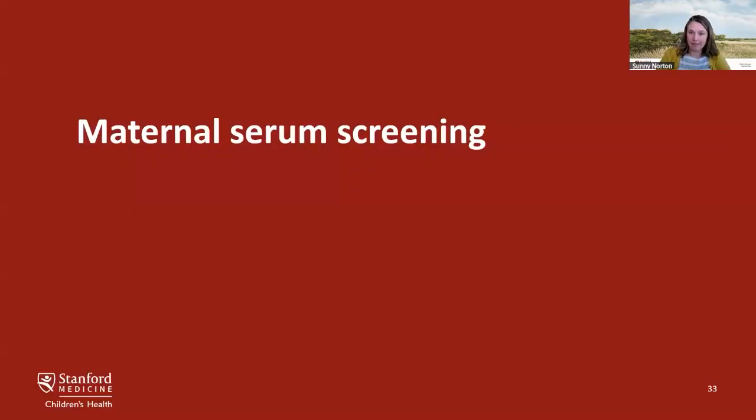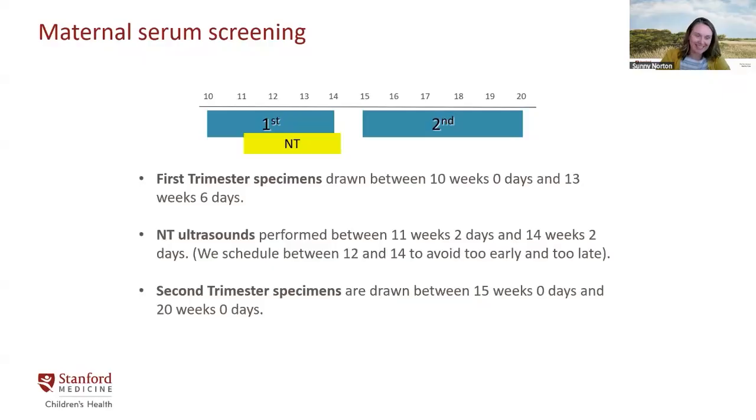So I'm going to switch topics. I'm going to start talking quickly since I want to stay on track. But a little bit of maternal serum screening. Traditionally, maternal serum screening was offered for aneuploidy, including first and second trimester blood work and nuchal translucency ultrasounds.